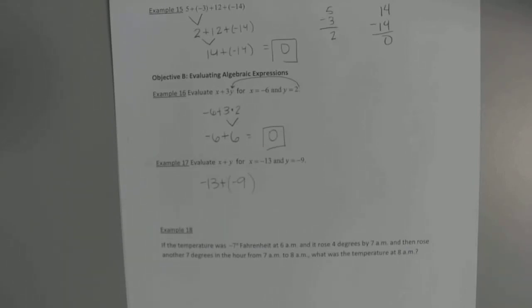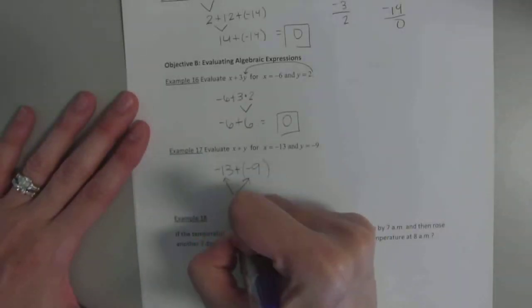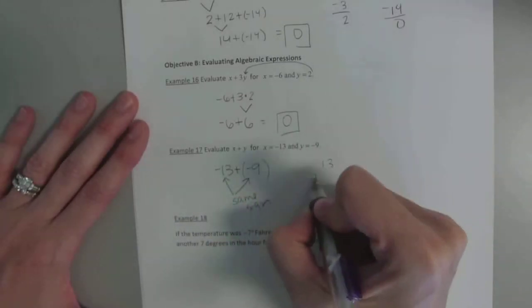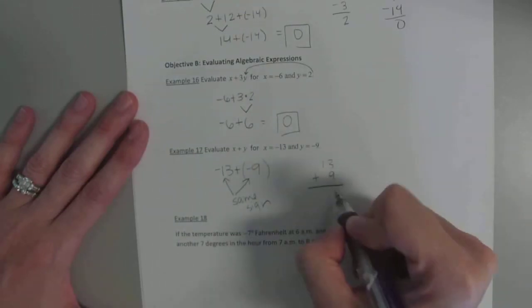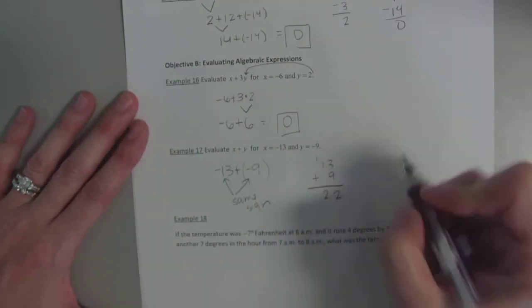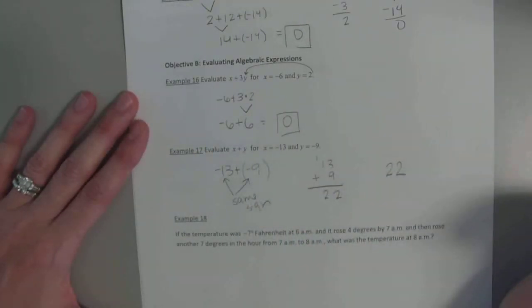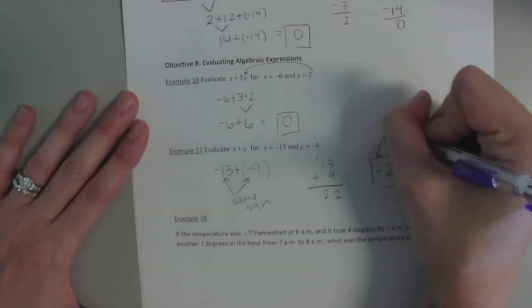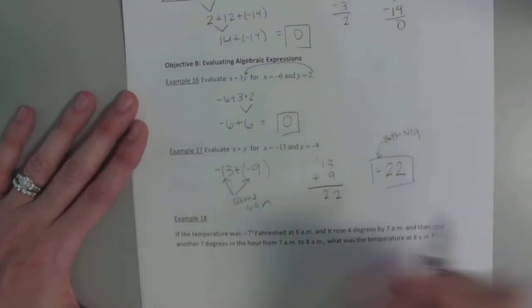This is something you forget because we did it on the front page. If you have the same sign, what do you do? You actually add them and give them that sign they share, okay? So they have the same sign. So we're going to do 13 plus 9 over here. What does that get us? 22. But our answer is going to be negative 22. Why? They were both negative.